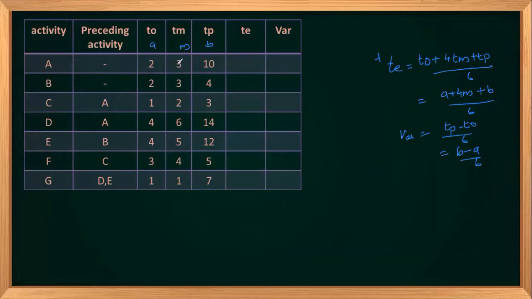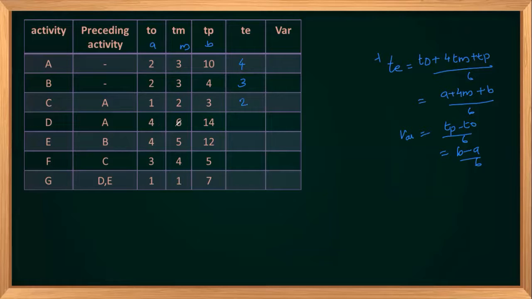So what will be for A? It will be 2 plus 4 times 3 plus 10. So 12 plus 12, 24. 24 divided by 6 will give you 4. Here it will be 2 plus 4 times 3 plus 4. So 4 times 3 will be 12. 12 plus 6, 18. 18 divided by 6 will be 3. Here it will be 4 into 2, 8. 8 plus 4, 12. 12 divided by 6 will give you 2.